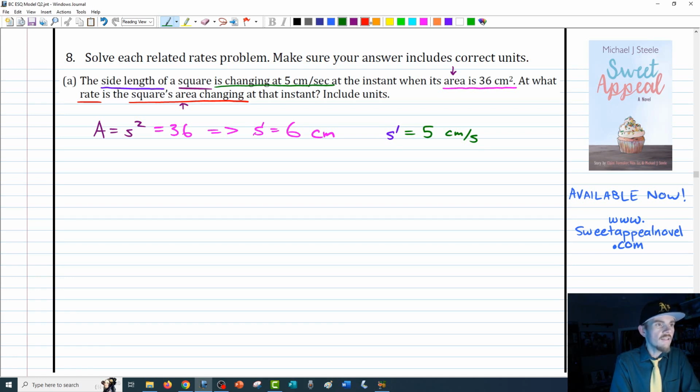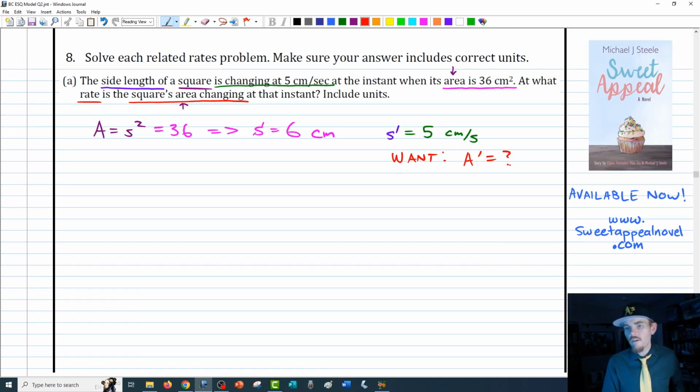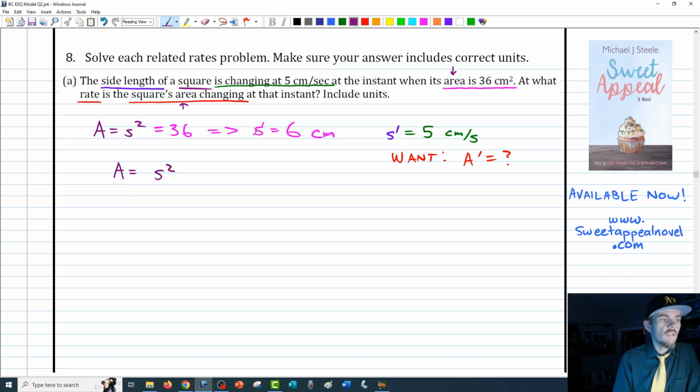Last but not least, as it says in red, we want to know at what rate the square's area is changing, which means what we want in this particular problem, other than to be finished with it, is A prime. So we're trying to figure out the rate of change of the area, given the information that we have. Our path to doing that is going to involve that geometric relationship that we gave in this case.